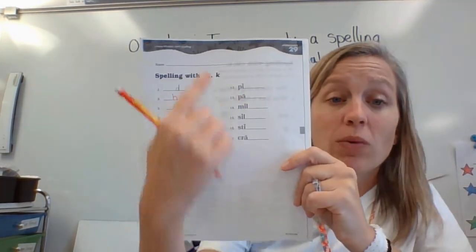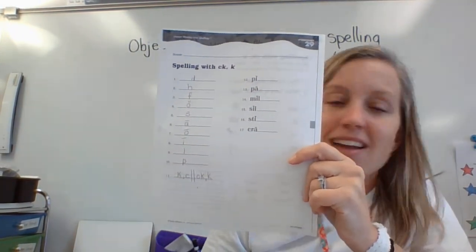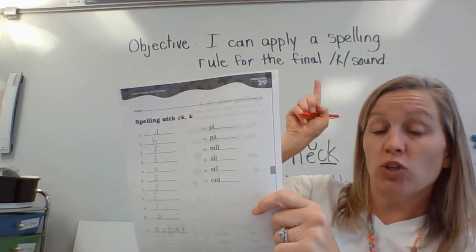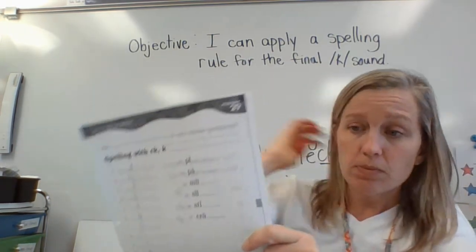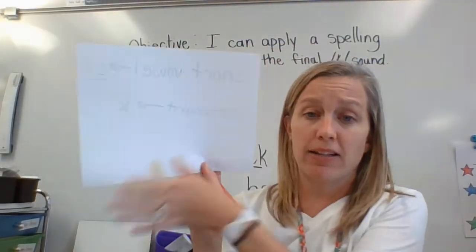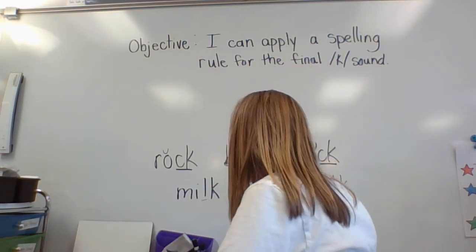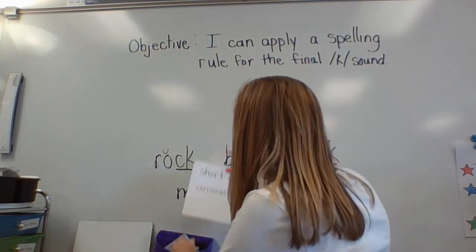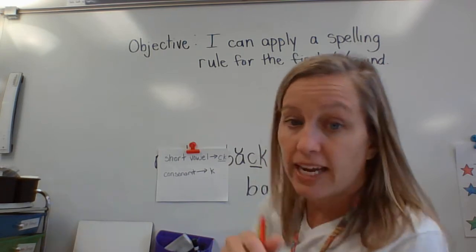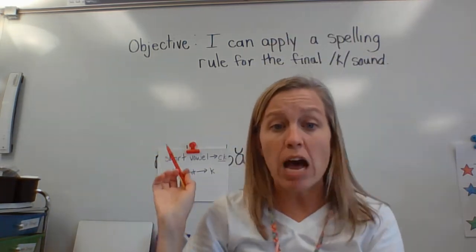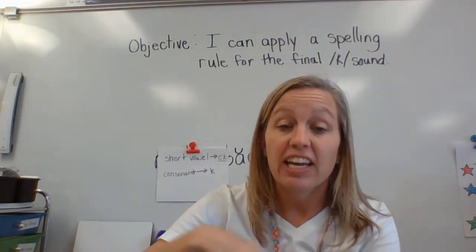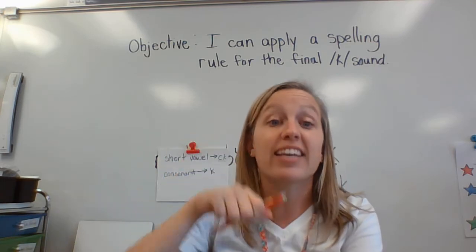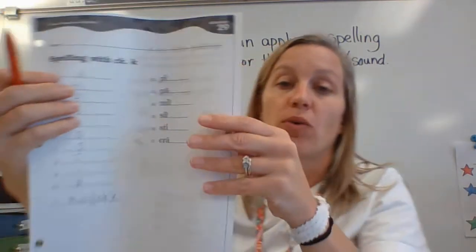All right, now normally at this point in our lesson, we would be coding words, but not today. Today our objective is that we're going to apply a spelling rule. So we have to remember our spelling rule. I'm going to put our spelling rule up here so that we can see it. Okay, got my spelling rule. We have a short vowel, we're using CK. If it's a consonant, we're using a K. So let's look at our first word.